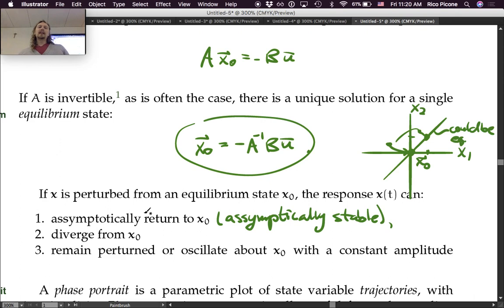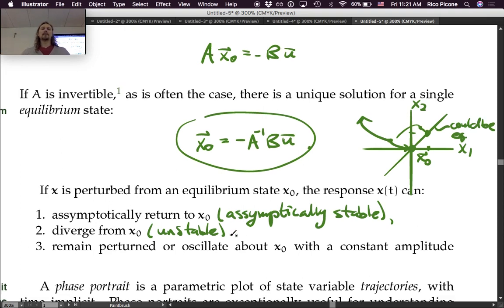Another possibility is that it diverges. So this we call unstable. Something that diverges, so say you perturb it a little bit, and instead of going back to the equilibrium, it goes off to some infinite value, diverges. That would be an unstable system.